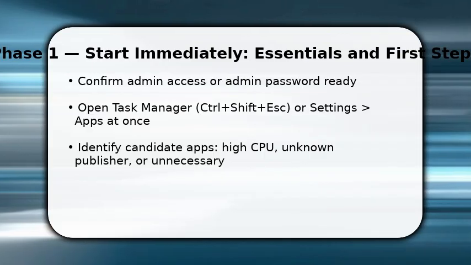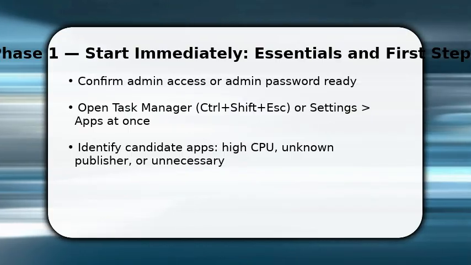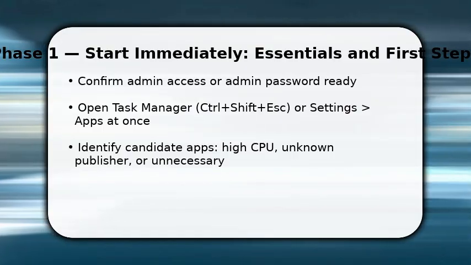Look for programs that launch automatically and note their impact: high CPU, delayed boot, or unknown publisher. You want a shortlist to act on. Once done, make sure to write down exact app names. That prevents disabling the wrong service later.